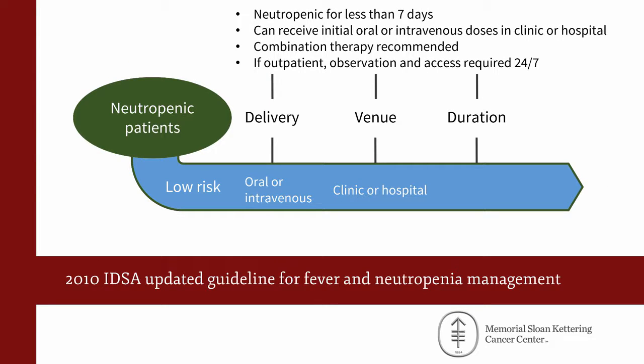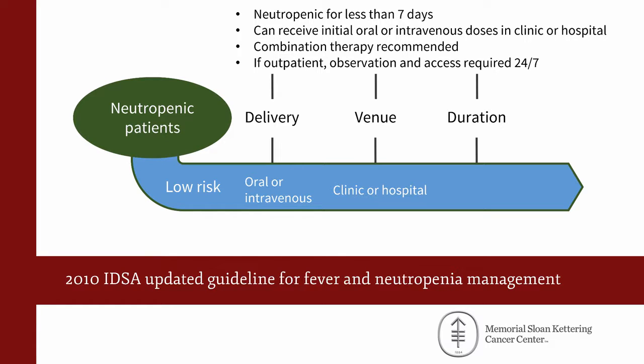Low-risk patients are neutropenic for less than 7 days with few or no comorbidities. They can receive initial oral or intravenous doses in a clinic or hospital and then be transitioned to outpatient oral or intravenous treatment provided they meet specific criteria. The combination of an oral quinolone and amoxicillin clavulanate is a well-studied regimen.